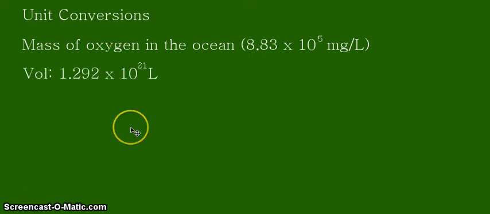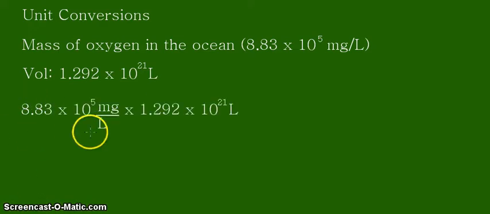And for us to calculate the mass of the oxygen using this concentration given, we have to remember in the previous video that we have calculated the volume of all the water in the ocean to be 1.292 times 10 to the power positive 21 liters. Alright, so with this given, we will try to calculate now the mass of our oxygen in the ocean.